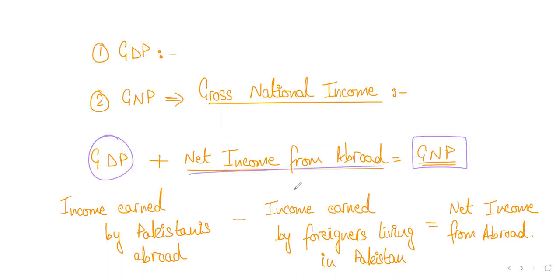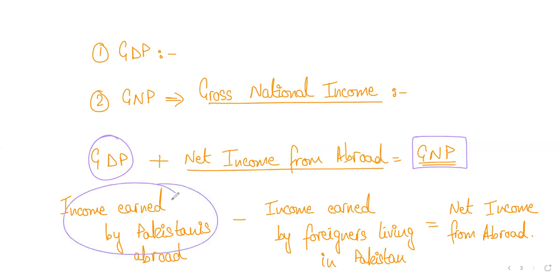Now, what is net income from abroad? Income earned by Pakistanis living abroad. I'm sure some of your family members are abroad, or if no one from your family is abroad, you would know people who are Pakistanis but are settled in USA, UK, Canada, Australia, and other countries. But their nationality is Pakistani, so they will be earning some income over there.